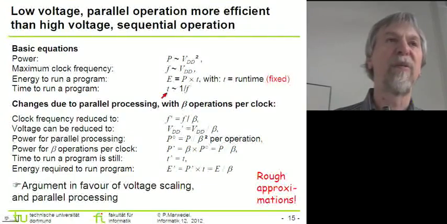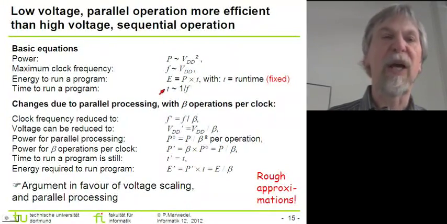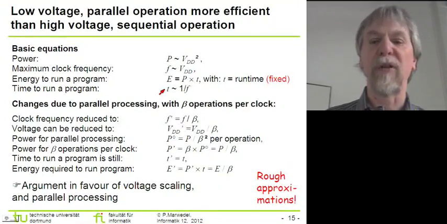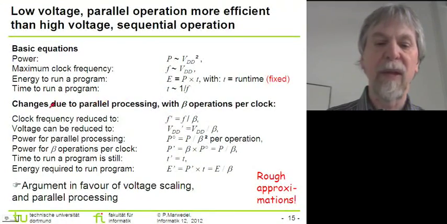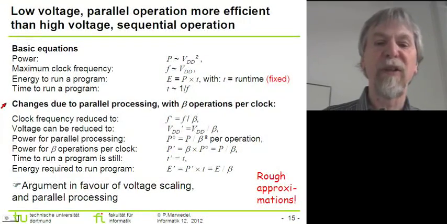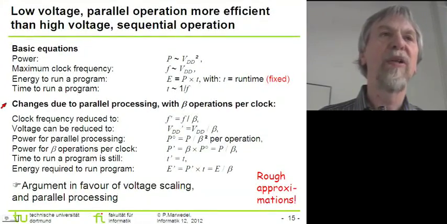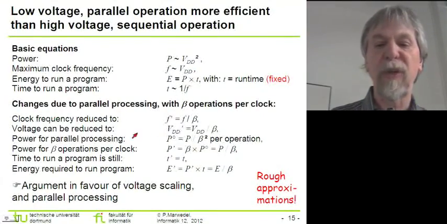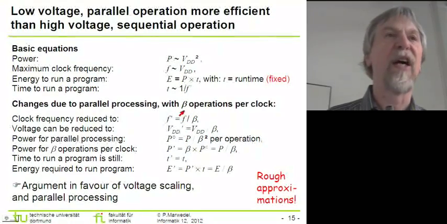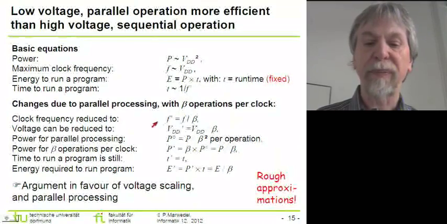Then furthermore, we assume that the runtime is inversely proportional to the frequency. That again is a simplification. It doesn't consider the fact that the supply voltage might have a different impact on the different parts of our system. Now the next step in this chain of arguments is that we move towards parallel execution. And we assume that we are executing beta operations at a time. So we might be executing beta operations per clock step.